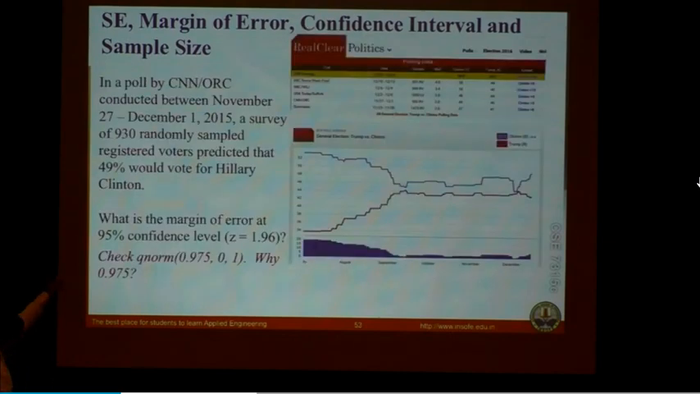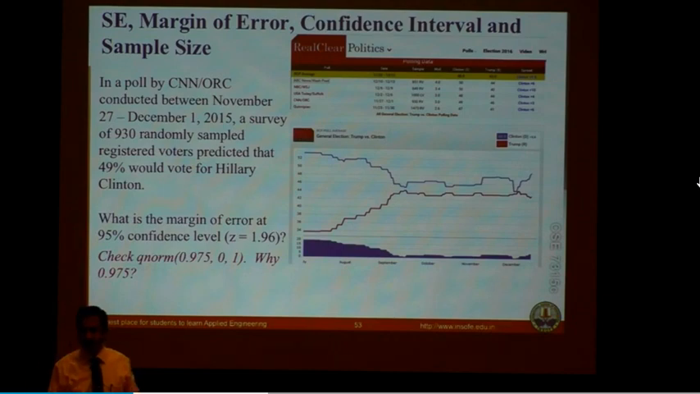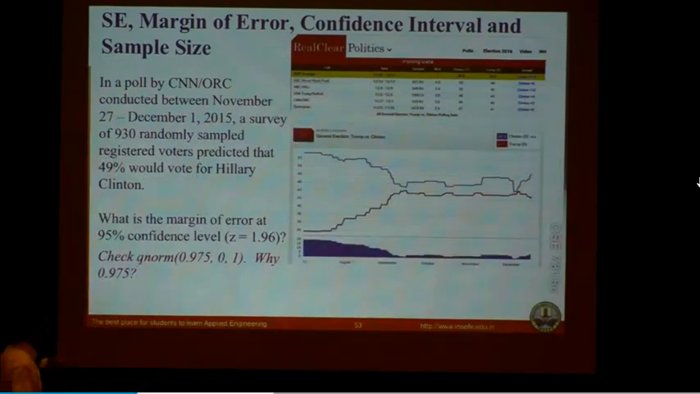So let's solve this problem right now. It's right here. In a poll by CNN ORC conducted late last year, a survey of 930 people predicted that 49% would vote for Hillary Clinton. So what is the expectation for voting for Hillary? 0.49. That's the sample proportion. That's the expectation, so P is 0.49. Whatever the sample is giving, that's what the proportion P is for the population. Multiple polls are there, CNN, and they have also given the margin of error, the sample size, Clinton, Trump, whatever.